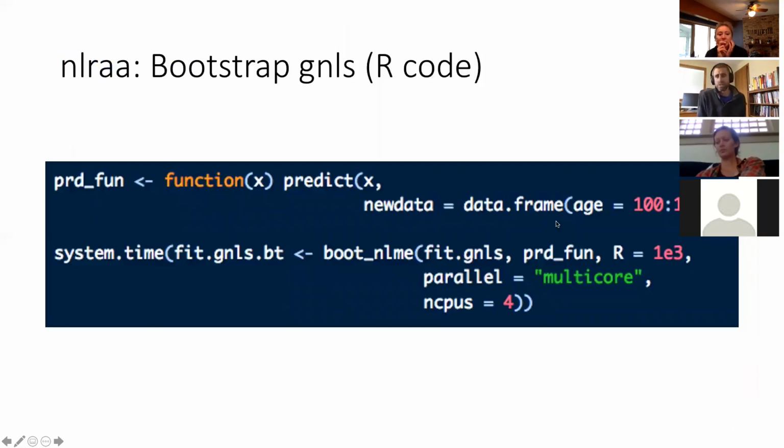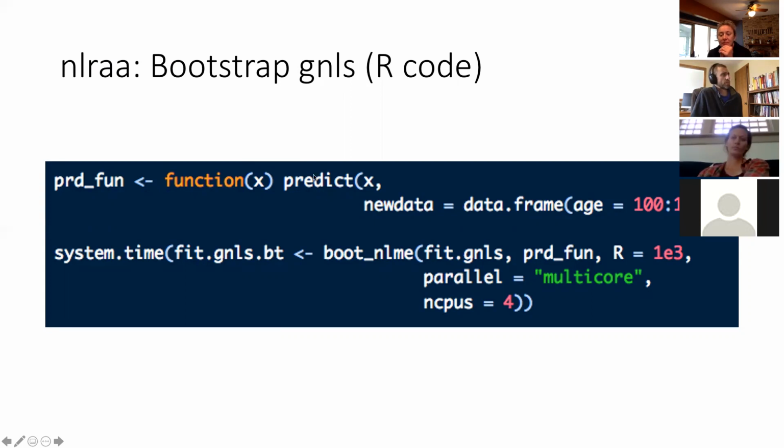So bootstrapping is one of the things that you can now easily do for nonlinear models, and it is provided in the nlraa package. But in this case, you do have to create a function that describes what kind of feature of the model you're interested in. So here I said the prediction function is a function.